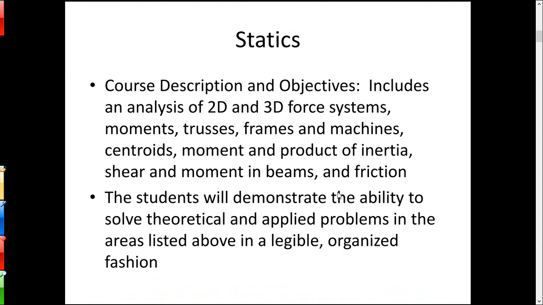Okay, so what we're going to do in here is analyze 2D and 3D force systems, moments, trusses, frames and machines, centroids, moment and product of inertia, shear and moment in beams, and friction. And we'd like you to be able to solve theoretical and most particularly applied problems in these areas and do it in a way that someone else could follow.